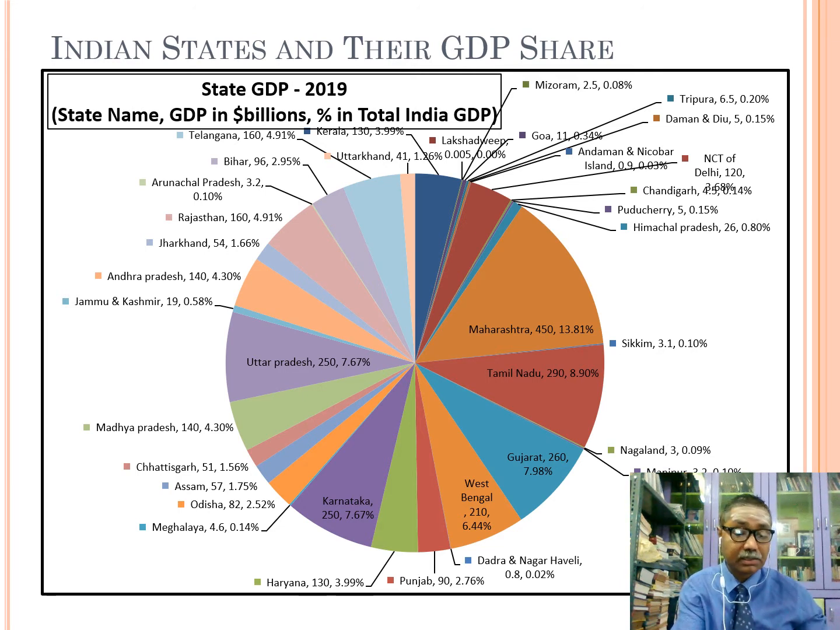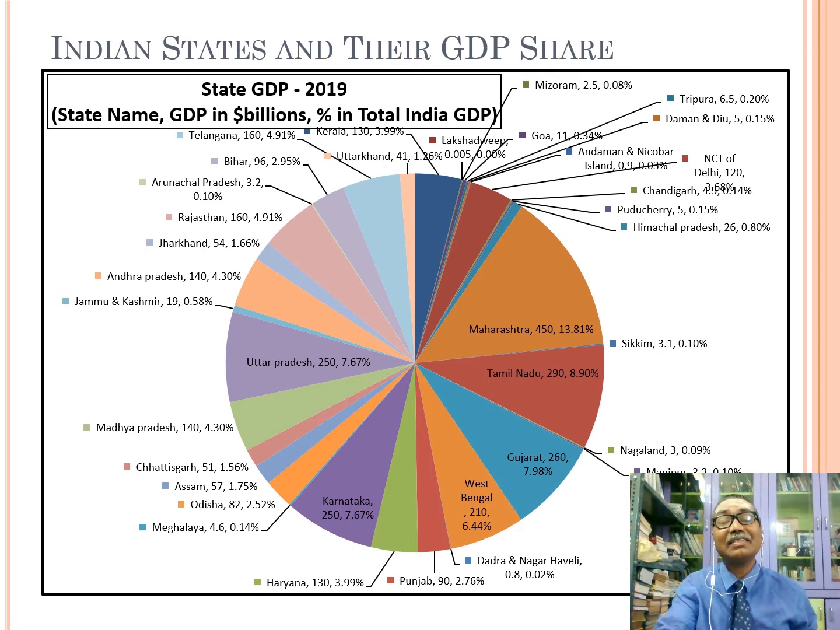Similarly, Gujarat's population share is 5%, and its GDP share is 7.98%. So these three states, Maharashtra, Tamil Nadu, and Gujarat, have fewer people who are probably more productive, contributing more to the GDP. This is only learning, and there are very interesting findings.